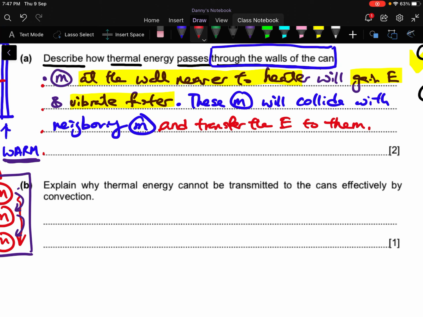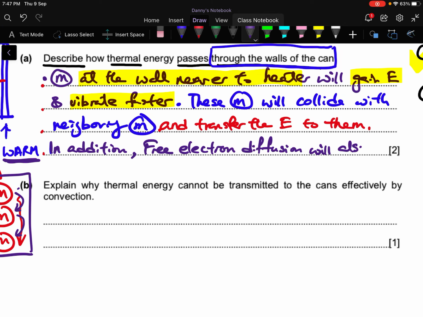If I go and talk about the free electrons and how they move, I would overcommit. So I still need to let the marker know that I know my stuff. I know this is copper, this is a metal, it has free electrons. So what I do is use a keyword to save my time. I will say, in addition, so finally I use some grammar conjunction, right? In addition, free electron diffusion will also happen.